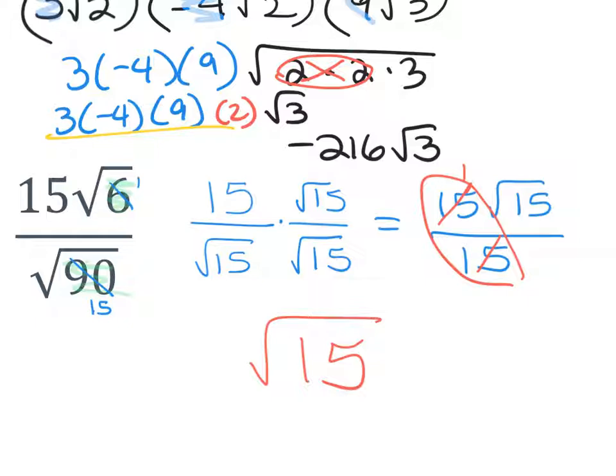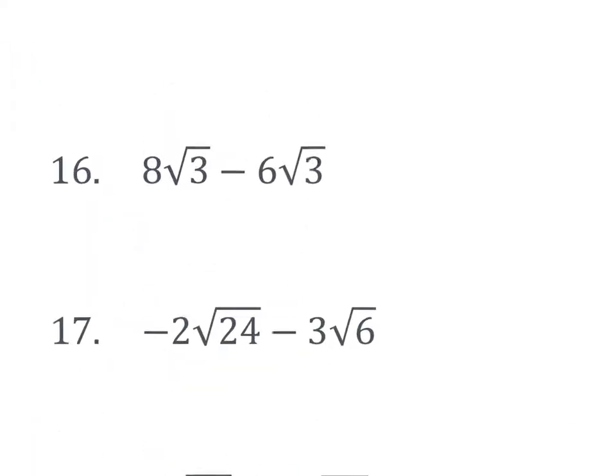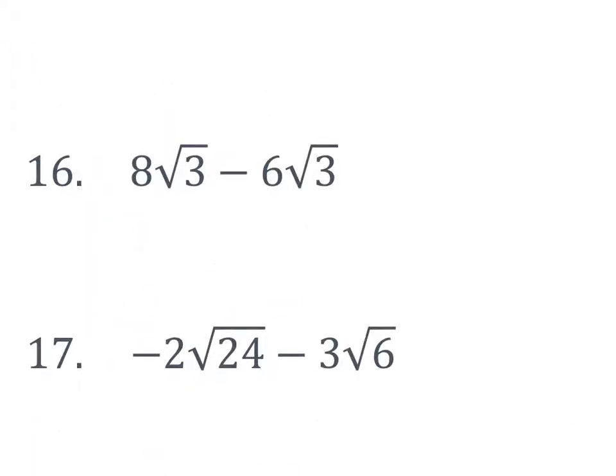Okay, so now another one. Adding and subtracting radicals. So remember how I told you to think of radicals like variables? So sort of think of it like this. 8x minus 6x. Think of the square root of 3's like variables. What is 8x minus 6x? Beautiful.